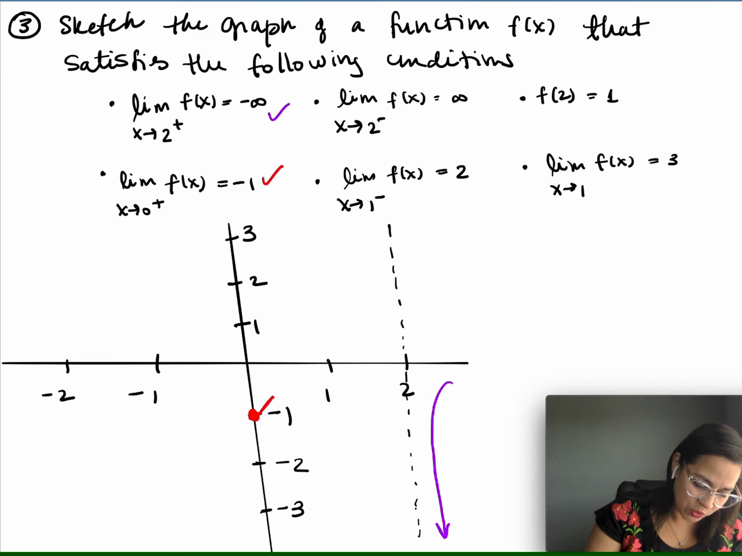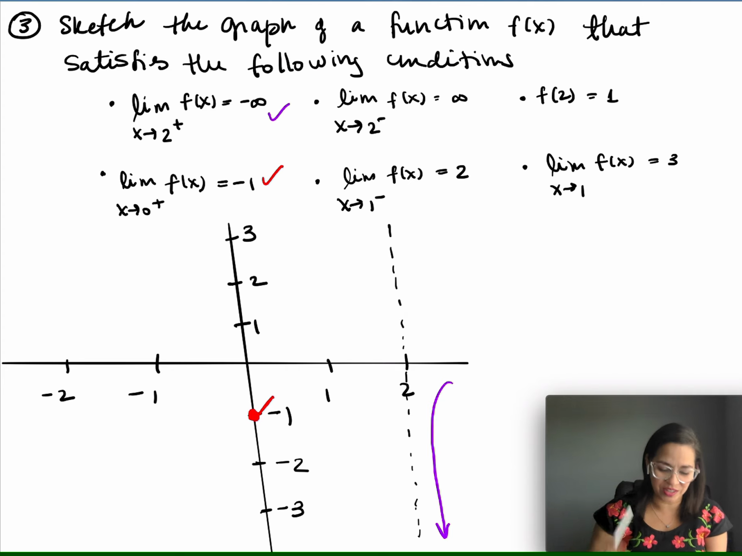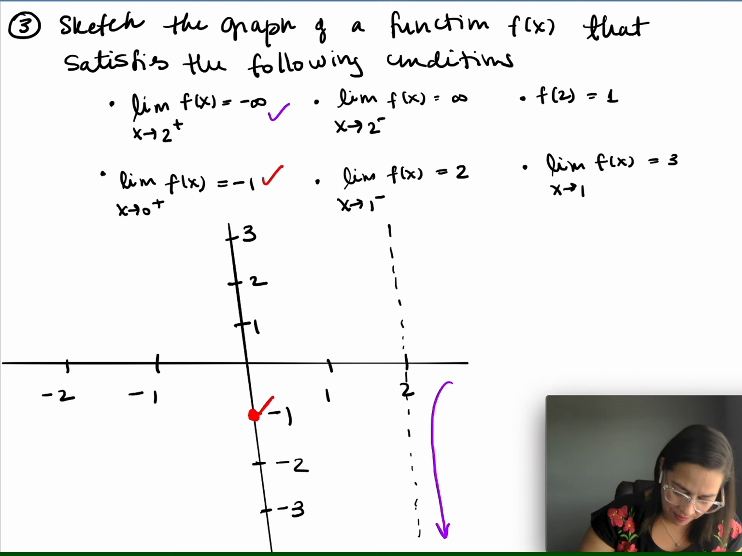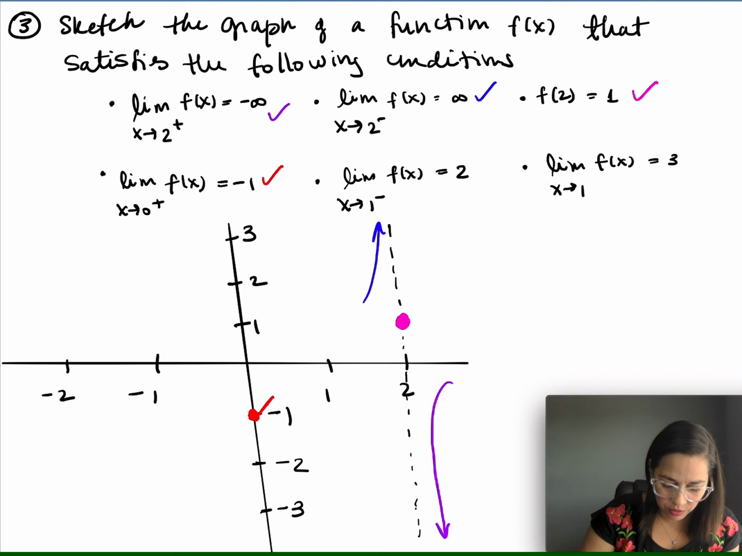Okay, what else do I have? Oh, I'm reading this the wrong way. I guess I'm supposed to be reading it vertically, whatever. Wait, this is horizontally. Okay, here we go. The limit as x goes to 2 from the left is infinity. So if I'm coming from the left, it has to take me to infinity. So I'm done with that condition. But f of 2 is equal to 1. f of 2 is equal to 1. So there you go.